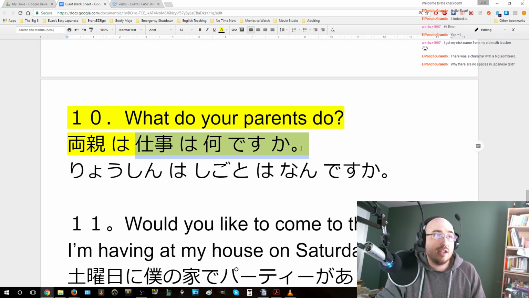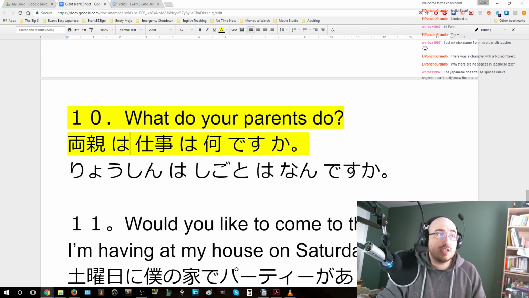So this right here, what's the job? You know, what's the work? Ryoshin wa shigoto wa nan desu ka is an acceptable sentence. Yes, we can have two wa sentences. Suck it, haters.